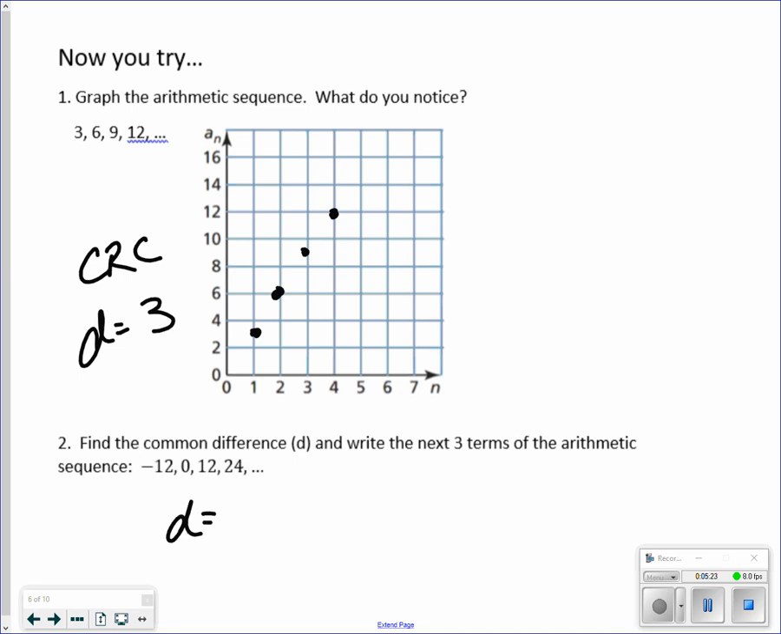So what is happening each time? Negative 12 to 0, 0 to 12, 12 to 24. It's adding 12 each time. And so the next number in the sequence would be 36. Add another 12 and add another 12. So this is the question they're asking: what are the next 3 terms?